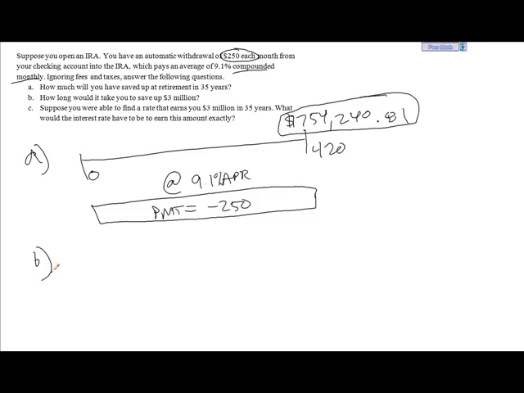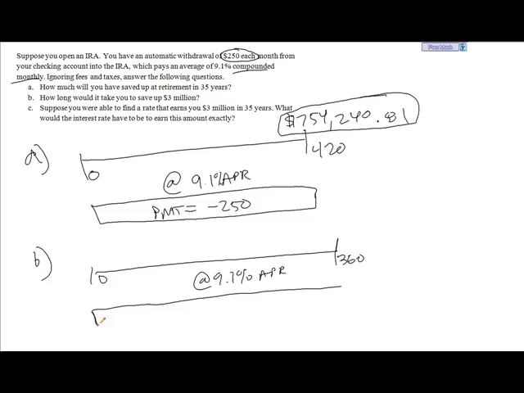Letter B, how long would it take you to save up $3 million? Okay, well, now we want to know that basically the same time diagram, 0, 360, we know that it's at 9.1% APR. And we know that we're making a regular payment of $250. So payment equals negative $250. And now I just want to know, well, I know that this goal right here is going to be $3 million. I got to use the full decimal expansion.